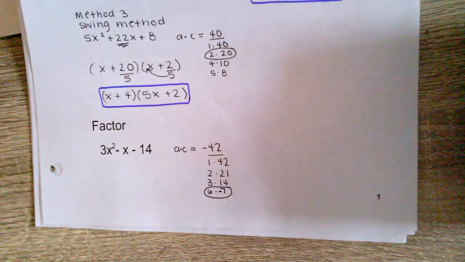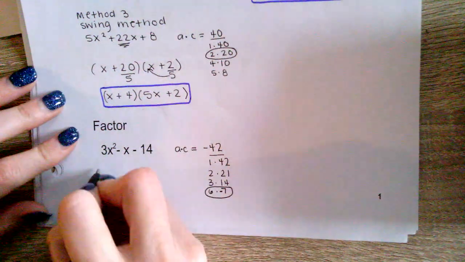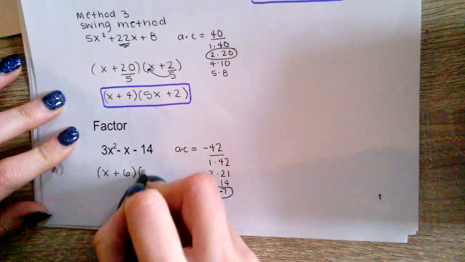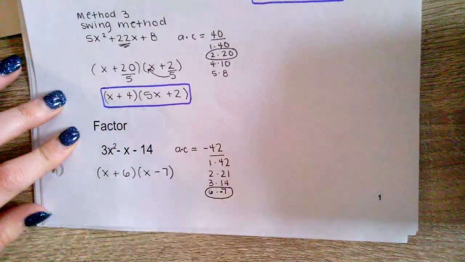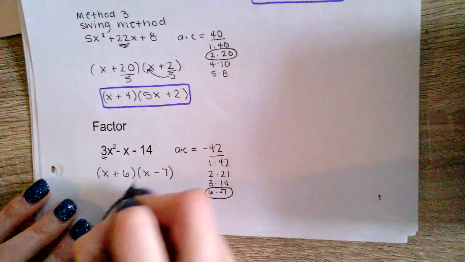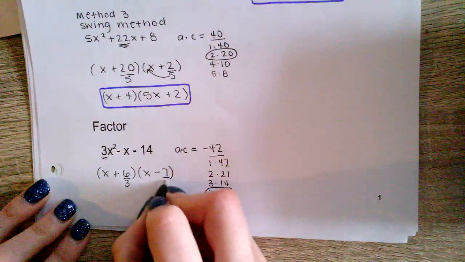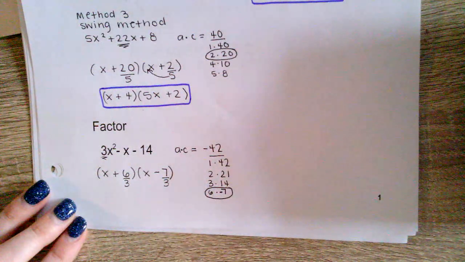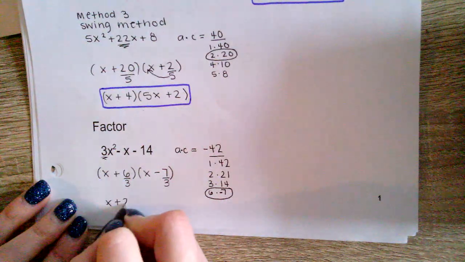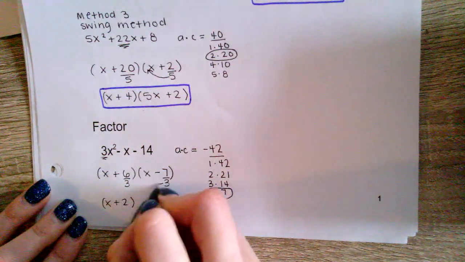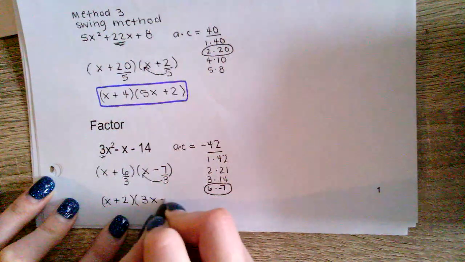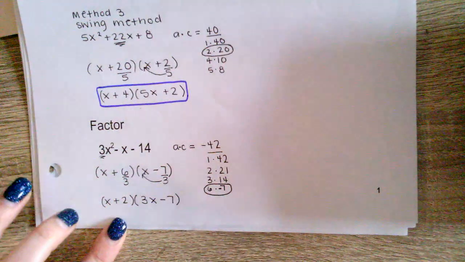So again, we're going to use those in our parentheses. We've got x plus 6, x minus 7. What we do now is we have to remember to divide by this leading coefficient. So we divide both of the numbers we just found. If they simplify, we simplify them. 6 divided by 3 is 2. If they don't simplify, it swings to the front. That's why it's called the swing method, and we get 3x minus 7.